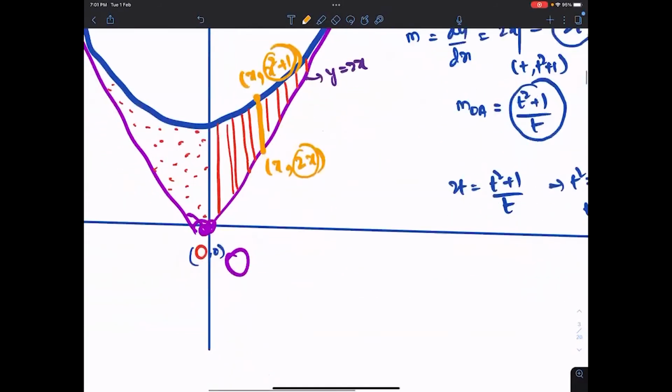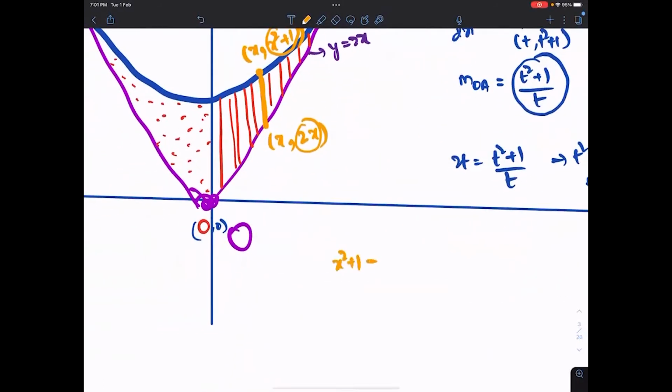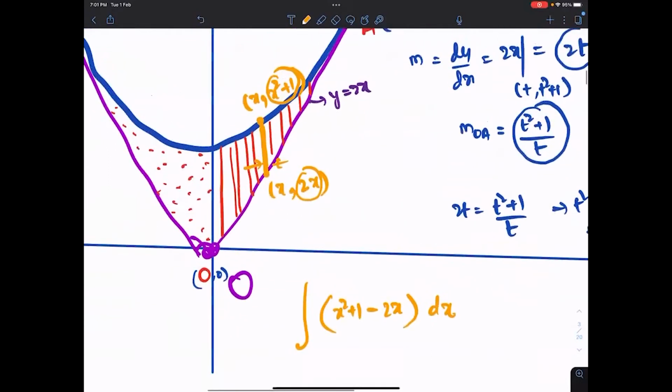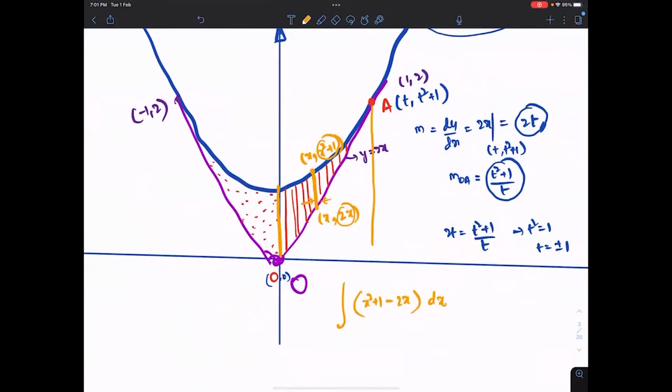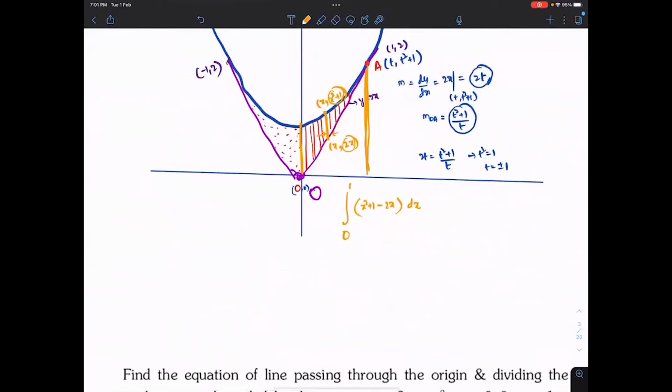That is x square plus 1 minus 2x. What is the width? dx. In the x direction, the width is there, no? And your integration will be from where to where? If you do integration from 0 to 1, x coordinate 0 to 1, you will get that area, whichever is there here, yellow. I'm shading it with orange.